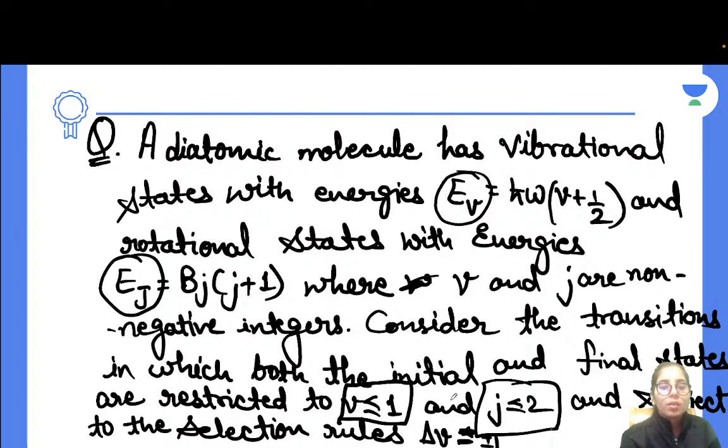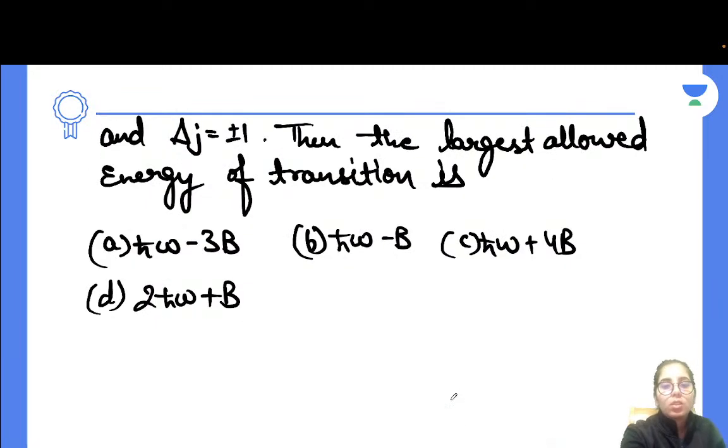And 1 to 2 will give you 2 times 3, which is 6, minus 2 for 1, so that is 4B. So 4B is greater, so that's how you will say, okay, h bar omega plus 4B, which is option C, is the correct one. This is how you will be getting it.